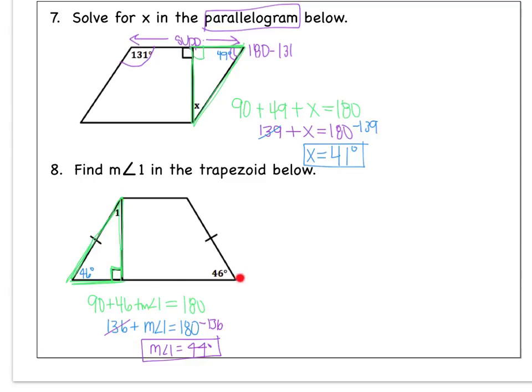So because it's an isosceles trapezoid, just like an isosceles triangle has two congruent sides, and the angles opposite of those sides are also going to be congruent. So if this is 46 degrees, because this is an isosceles trapezoid, this will also be 46 degrees. And this right angle right here makes a small right triangle. So 90 plus 46 plus the measure of angle 1 equals 180. So then I did 90 plus 46 and got 136, plus the measure of angle 1 equals 180. And then I solved for the measure of angle 1, and when I subtracted that 136 from both sides, I got 44 degrees.